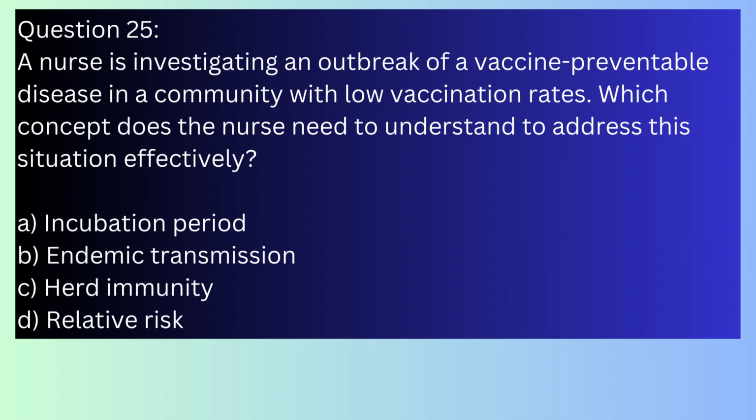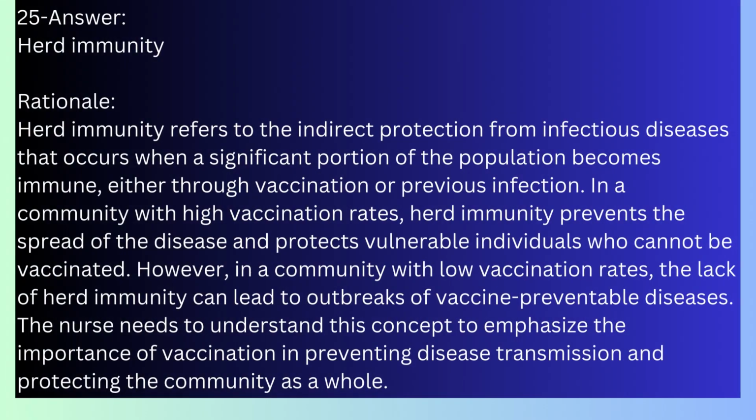Question 25. A nurse is investigating an outbreak of a vaccine-preventable disease in a community with low vaccination rates. Which concept does the nurse need to understand to address this situation effectively? A. Incubation period. B. Endemic transmission. C. Herd immunity. D. Relative risk. Answer. C. Herd immunity.